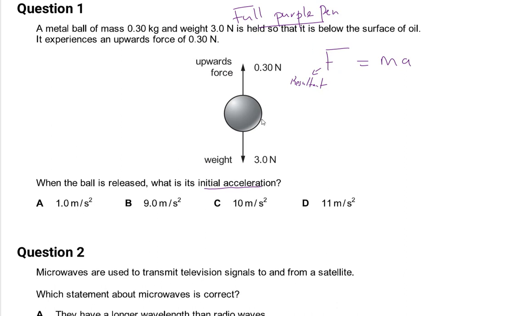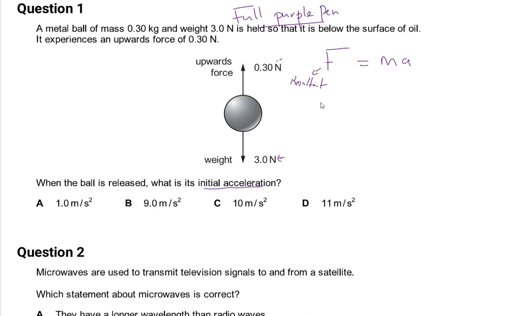Now, what is happening to this object? A metal ball is being held so that it is below the surface of the oil and it experiences an upward force of this much. When the ball is released, what is its acceleration? You need to ask yourself what's going to happen to this ball. Now the ball is released. Look at the weight. The weight is clearly bigger compared to the force on the top.